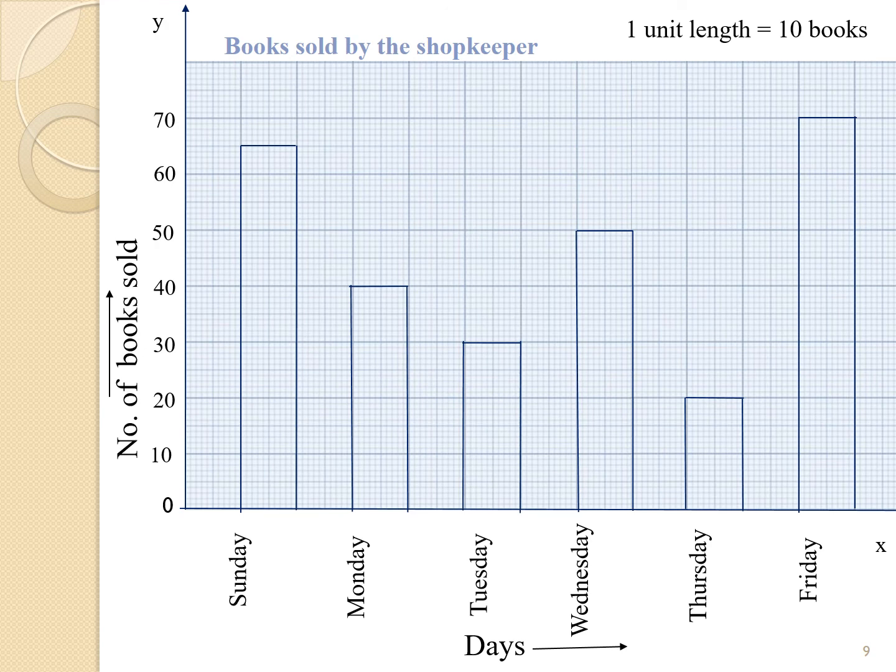You can also draw the bars by calculating the height of the bar. Simply divide the given numbers by 10. So dividing 65 by 10, you would get 6.5 units. Likewise, dividing 40 by 10, you would get 4 units.